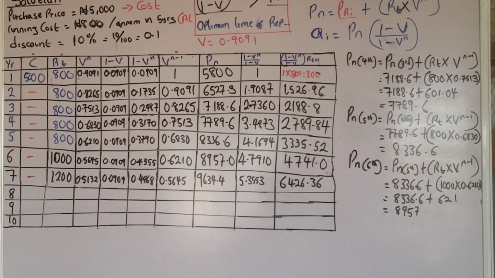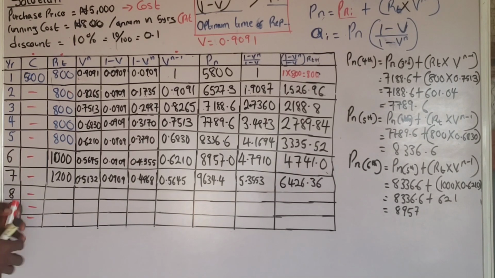Now for the cost, we are going to have dash because we are not paying. All we have to do is determine the optimum time that the equipment will need the replacement. So we are not paying any amount for each year now. Are you paying attention? So that's why we have dash here.